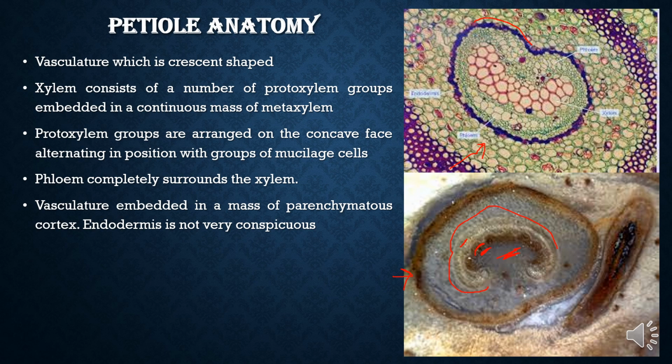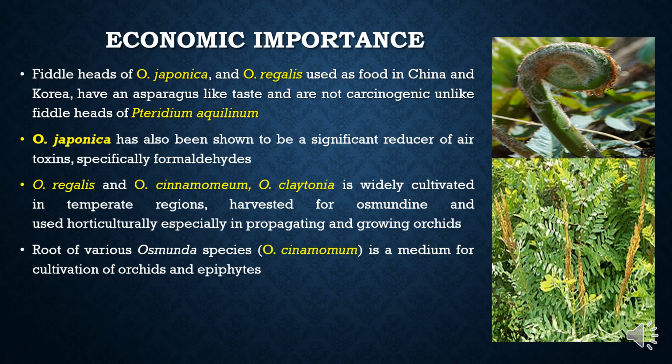And this type of vasculature is embedded in the cortical region. Economic importance of Osmunda. Osmunda, especially the fiddleheads of Osmunda. Fiddleheads are nothing but the immature, circinately coiled leaf, or the sterile leaves of Osmunda. These fiddleheads are used traditionally in the cuisine of South and Southeast Asian countries, especially in China and Korea. These fiddleheads are very tasty, like asparagus, and are not carcinogenic.